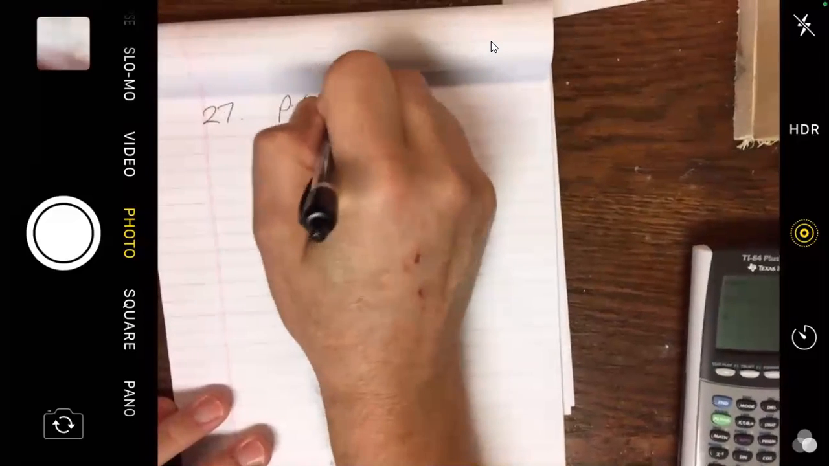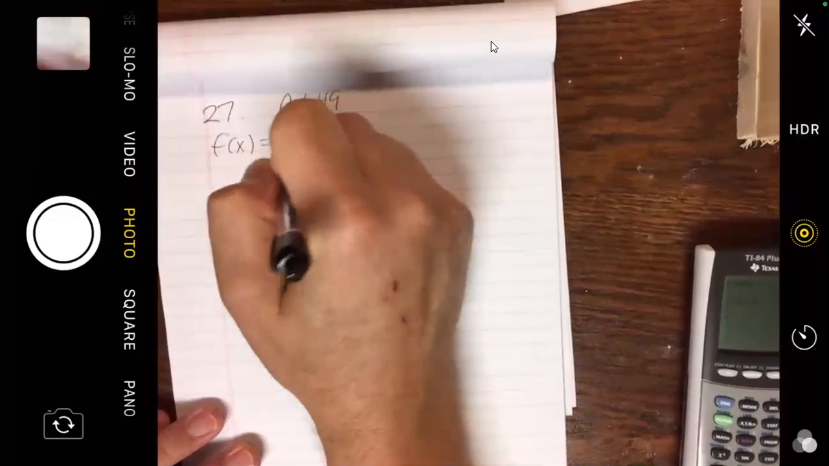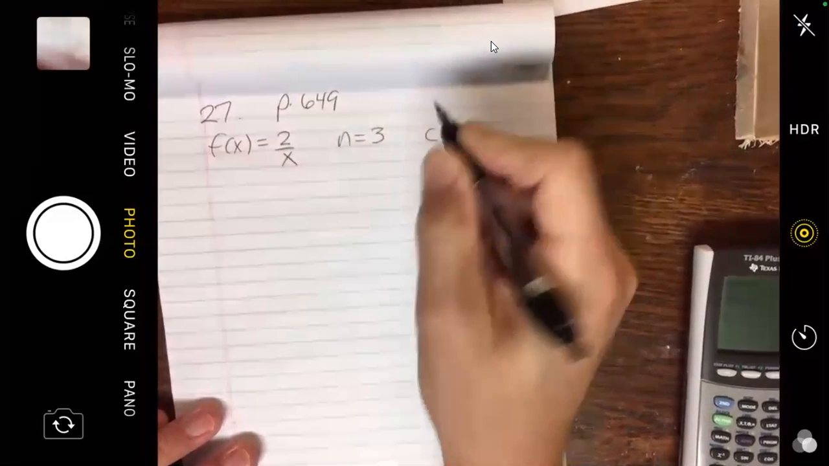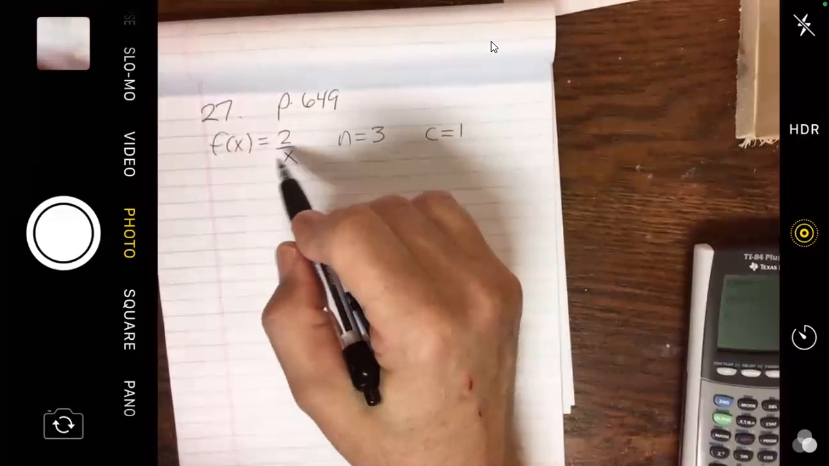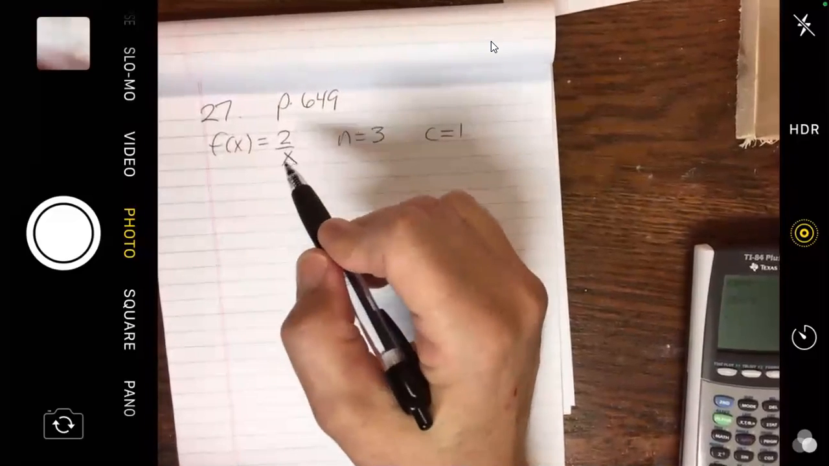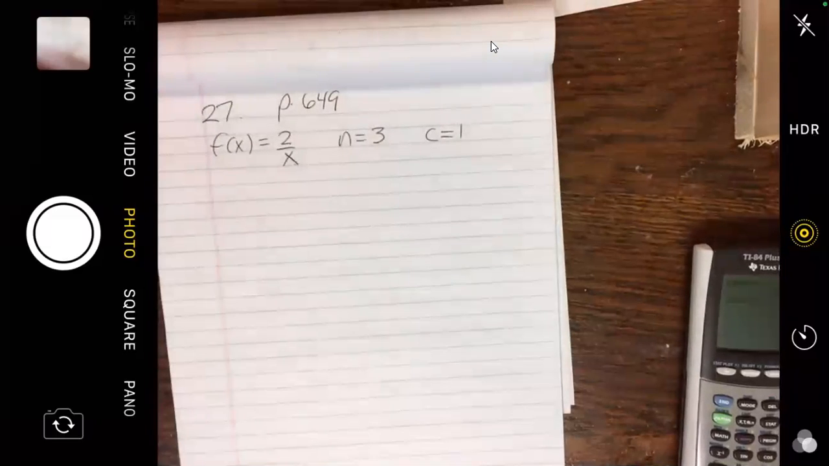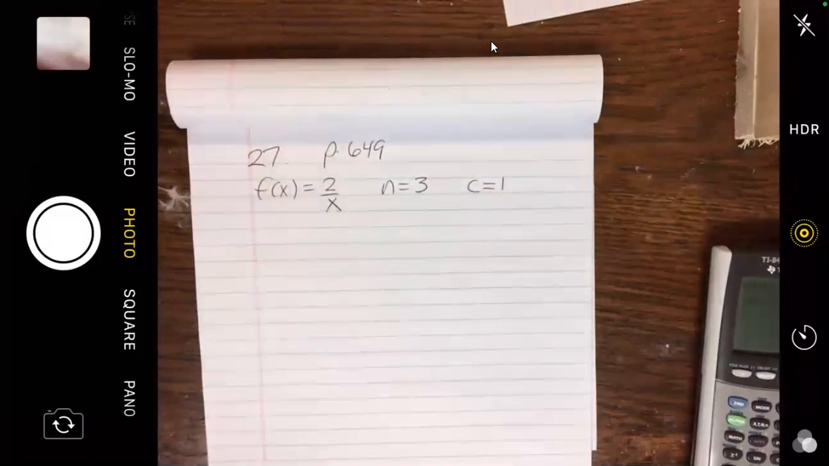Page 649. F of x is 2 over x. N is 3. C is 1. You see why they can't use 0? You can't do a Maclaurin on this. You'd be centering around 0, and x is 0, you'd be blowing up. All right, so find the nth Taylor polynomial. Those are their directions. Okay. Once again, I like to write out exactly what I'm plugging and chugging into.